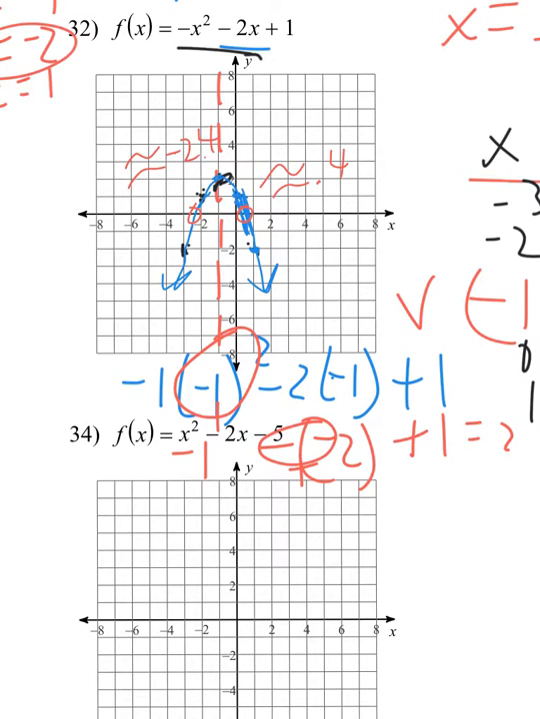So if I said, what are my zeros? You're going to list them. And when you're approximating, I would use your approximate symbol. So my zeros are about negative 2.4 and about 0.4.